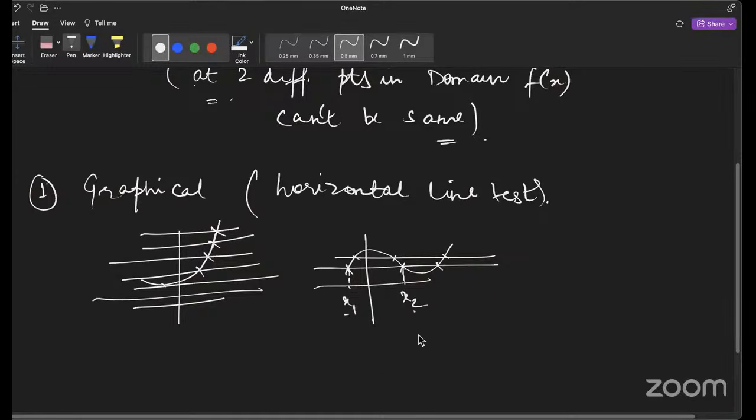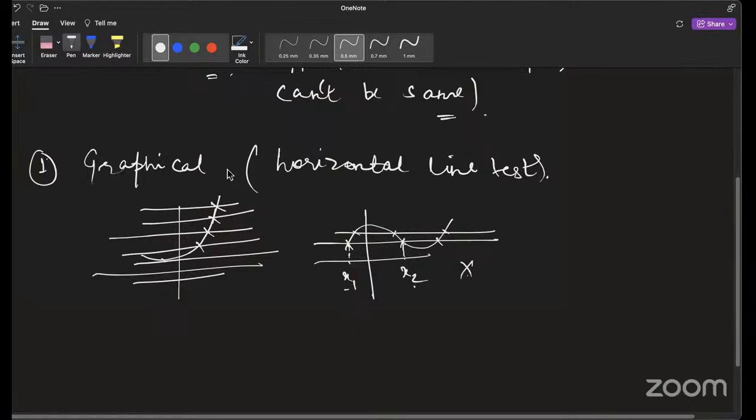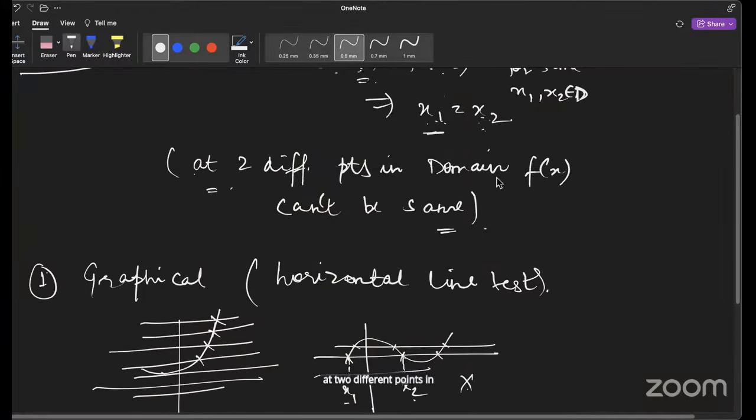It is not a one-one function, because at two different points in the domain of f(x), f(x) can't be same. Sorry, I had written something else. At two different points in the domain, f(x) can't be same. Yeah, right.